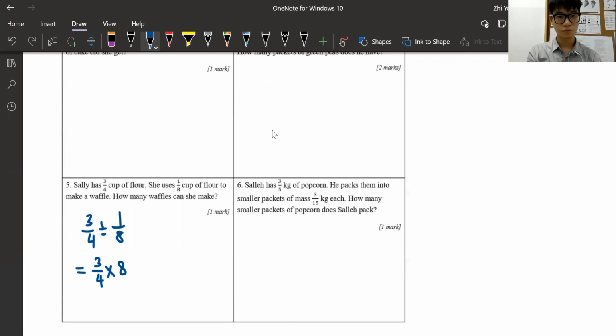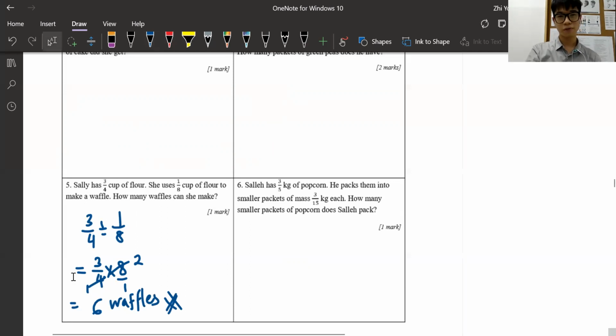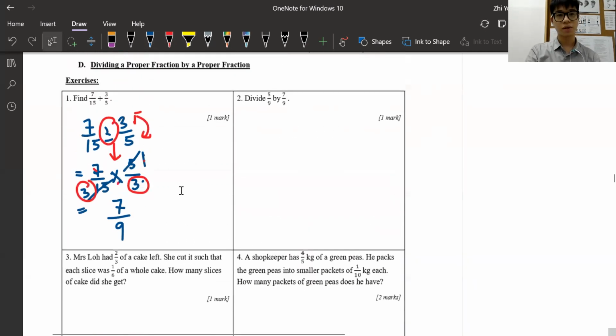And it should give you 3 over 4 times 8. Wait, why times 8, teacher? Because it is 8 over 1, right? The same thing, we just flip over. And it should give you, simplify 1, simplify 2, so 3 times 2, and it should give you 6 waffles that she can make. Okay? Simple, right?